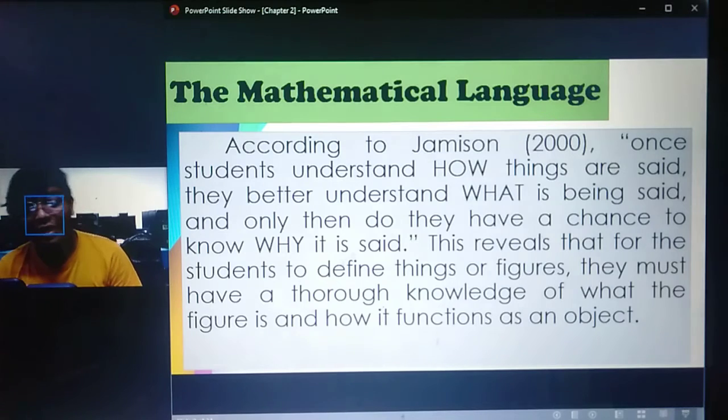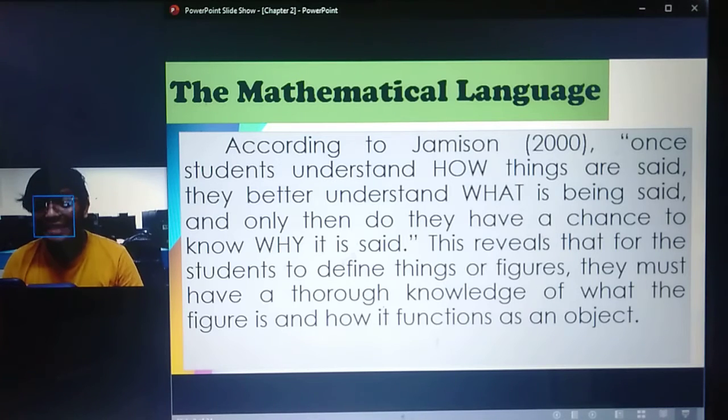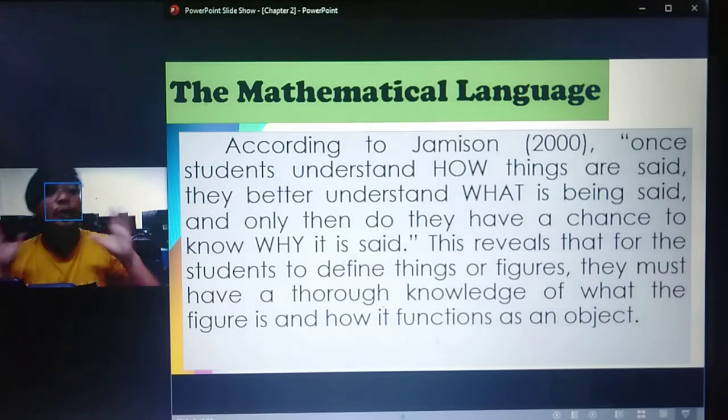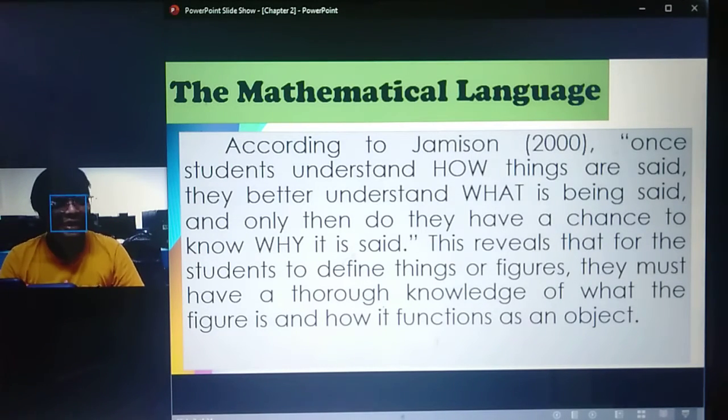So according to Jamison in 2000, once a student understands how things are said, they better understand what is being said. And only then do they have a chance to know why it is said. This reveals that for the student to define things or figures, they must have a thorough knowledge of what the figure is and how it functions as an object. So, 'di ba sa English world or sa English language, we have the 4 W and 1 H questions for each. Yan, the what, where, when, how, and why.